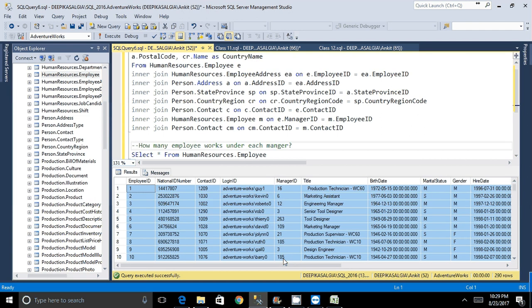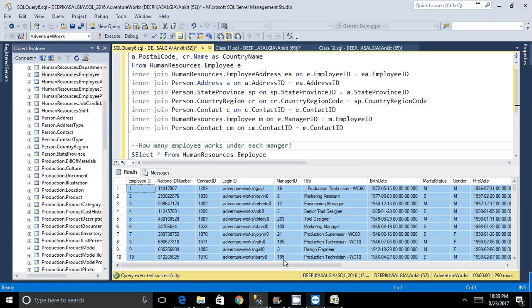If I ask you, can you tell me how many employees work under manager ID 185 or employee ID 185? It's one and the same thing. So how many employees work under manager ID 185? Think about it, there are only 10 records in this table. It's in here, right in front of your eyes. Two. How do you know? Perfect.